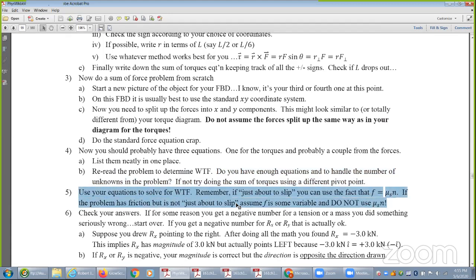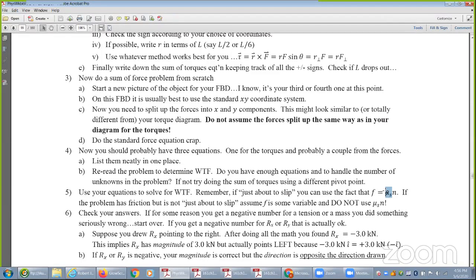Hey, everybody, watch out. I cannot stress this enough either. If the problem says it's about to slip, then friction is mu static times the normal. But if you don't see anything in the problem that says that, you can't assume it's just about to slip. So sometimes it's just F. Sometimes it's mu static times normal.